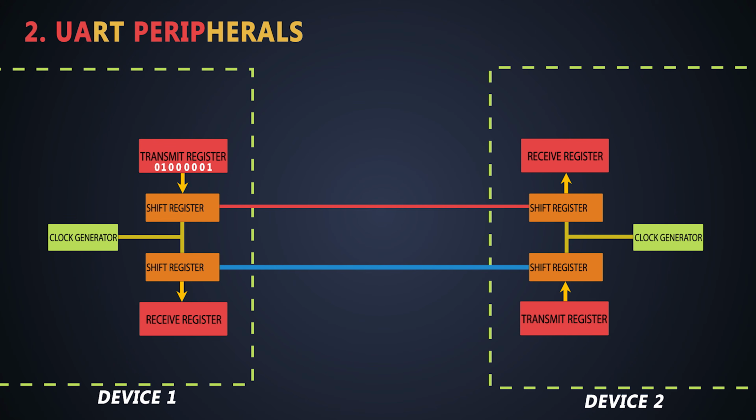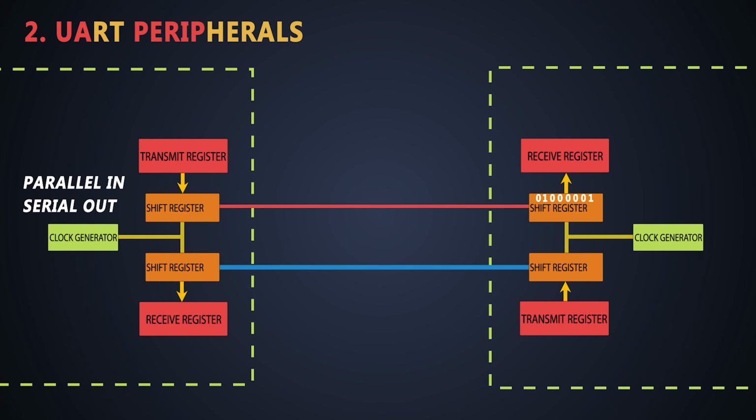This transmit register will send the full data stream to the shift register altogether, which is called parallel in. And this shift register takes this data and sends it bit by bit to the next device. This operation is called parallel in serial out, and the opposite process is being completed at the receiver side. This shift register takes all the data serially one by one and sends this data to the receive register all at once, which is known as serial in, parallel out.